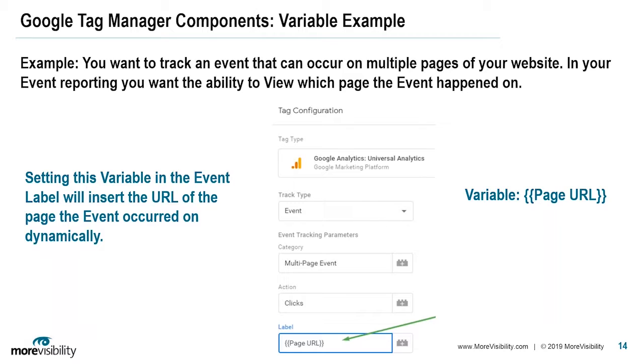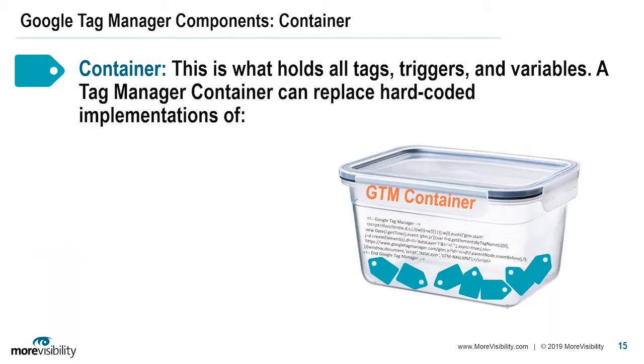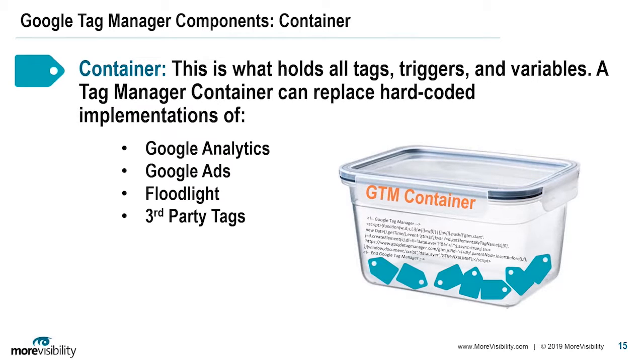Now let's talk about one of the other areas of Google Tag Manager, which is the container. A container is what holds all the tags, triggers, and variables. A Tag Manager container can replace hard-coded implementations of Google Analytics, Google Ads, Floodlight, or even some of those third-party tags. What's great about the container is that you don't have to have these hard-coded examples on your website anymore. One container snippet on every page will hold all of those tags and codes for you.